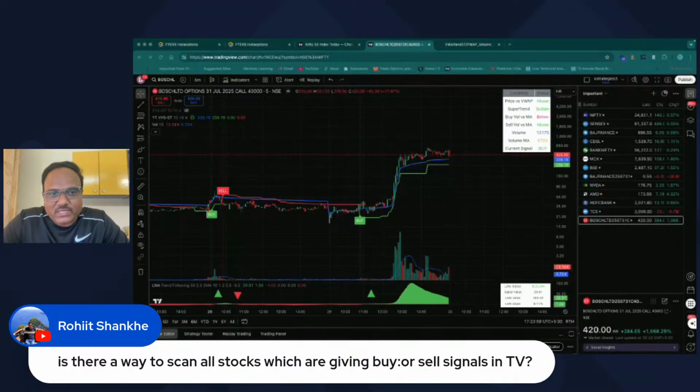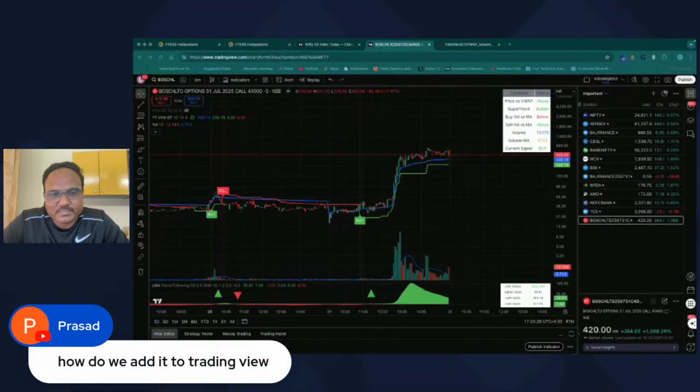Is there a way to scan all stocks which are giving buy sell signals? No, I don't think there is a way to do that. You'll have to write some separate program. The crude way is you will open 10 screens and then put this indicator and then put alerts, but that's a crude way. That's not the right way. I don't think there is a scanner or screener in TradingView. I'm not aware. If somebody knows, definitely they can let me know. But as of my knowledge, it is not there.